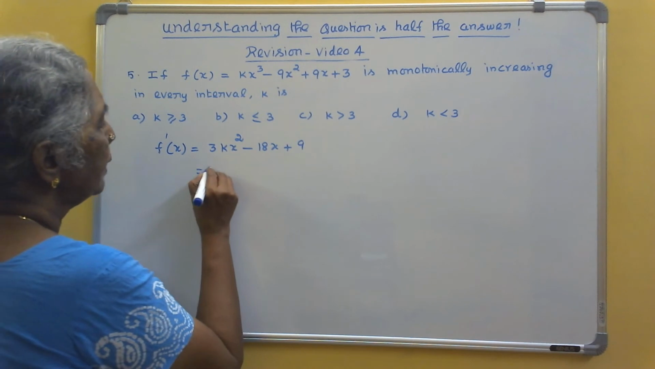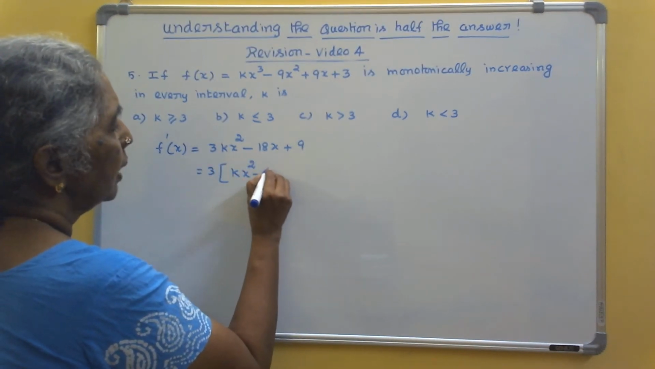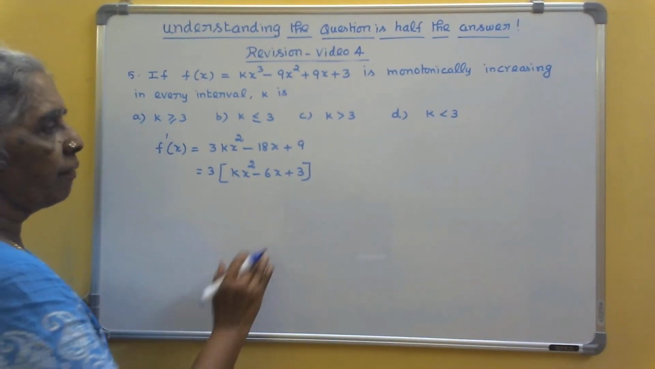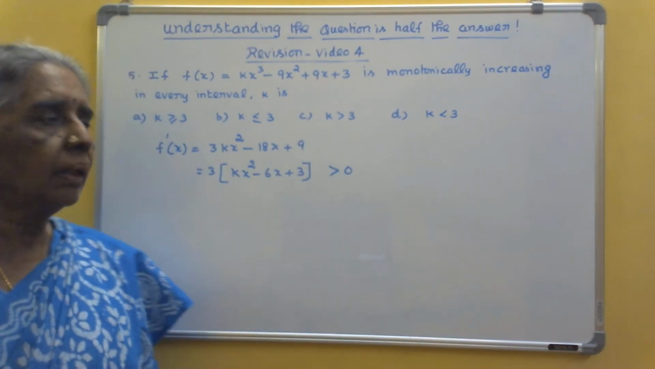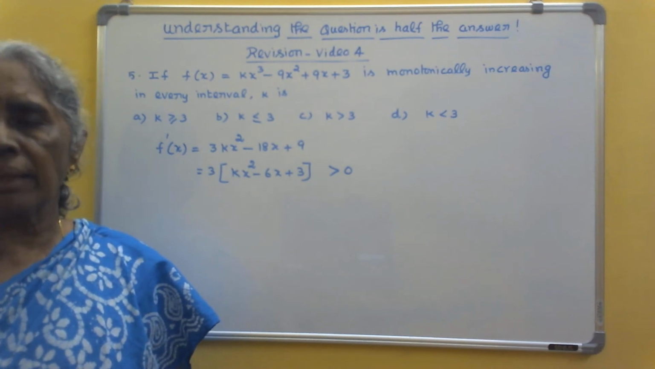I can take one 3 common out. So I will get kx squared minus 6x plus 3. This is my f dash of x. I know this is greater than 0. With this, how can I get the values of k here?